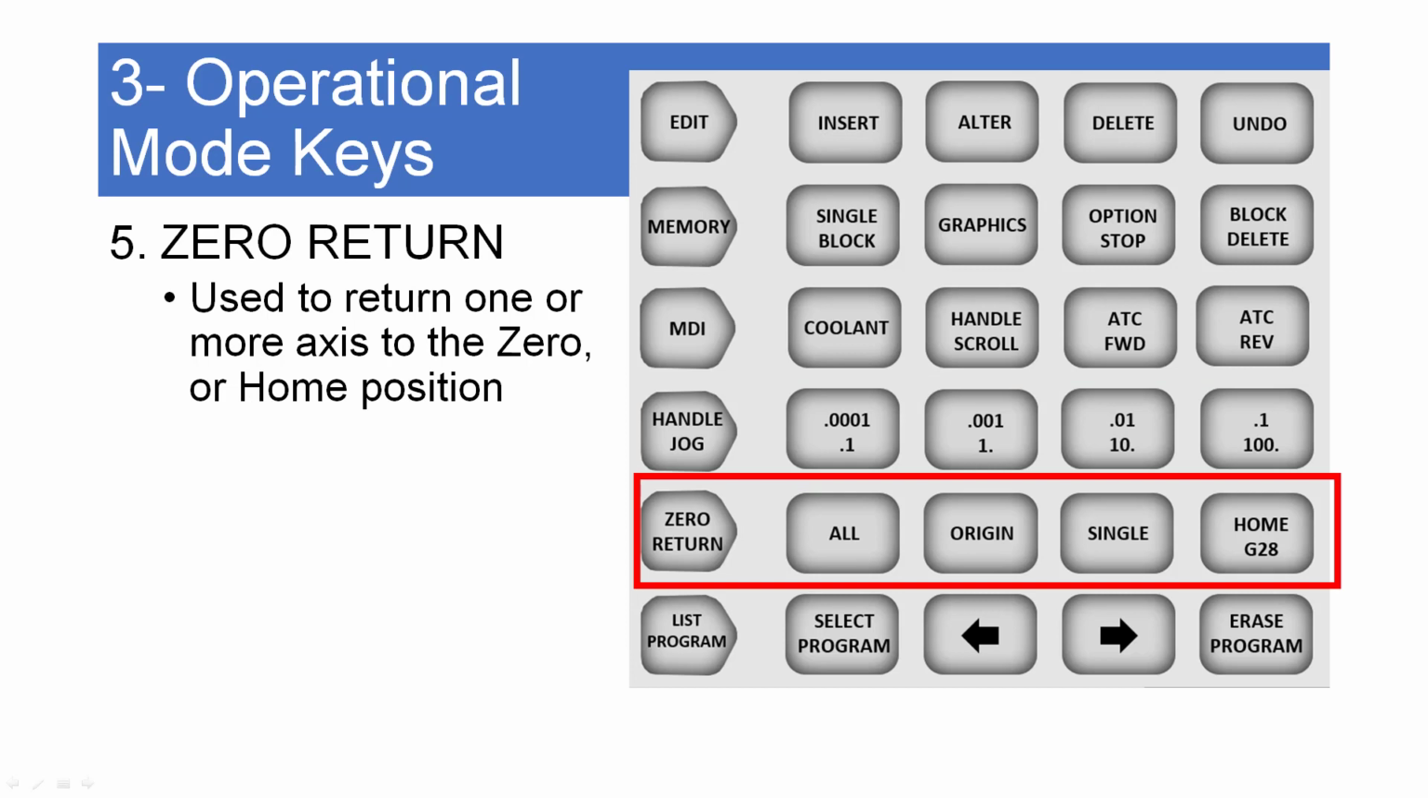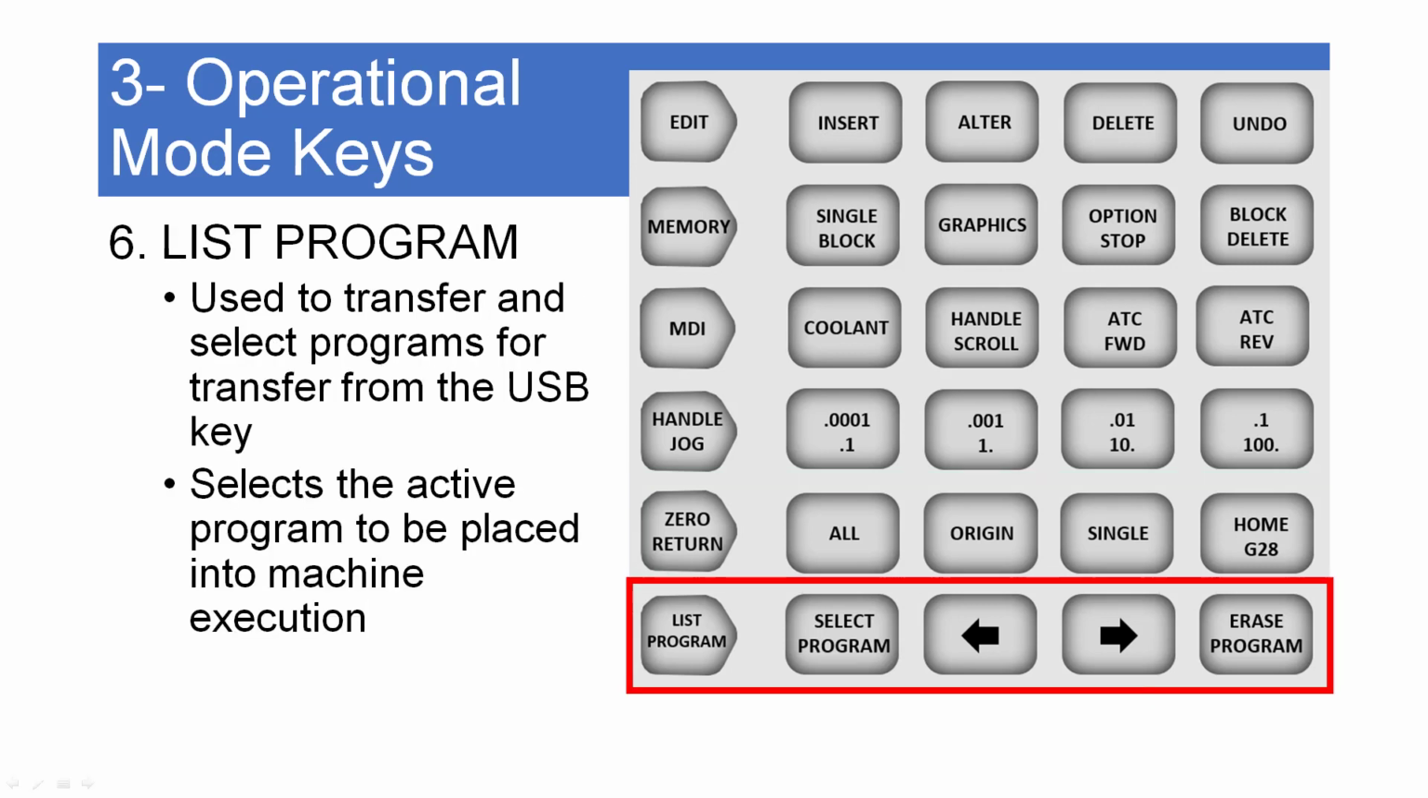In the 5th row is the zero return button, which is used to return 1 or more of the machine axes to the 0 or home position. And the last of the 6 modes is the List Programs mode, which is used to move programs from external storage, such as a USB key, into the machine memory. It's also used to designate the active program which will run within the machine memory. Next, we'll look at each rectangular subkeys for each mode, starting on the top row in the Edit mode.